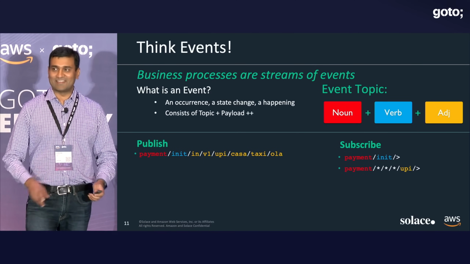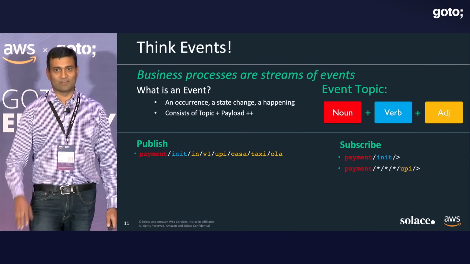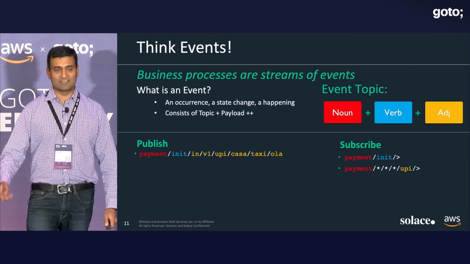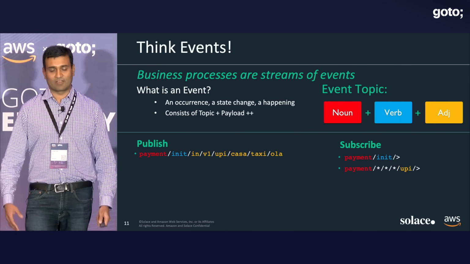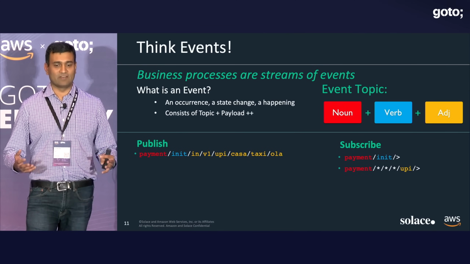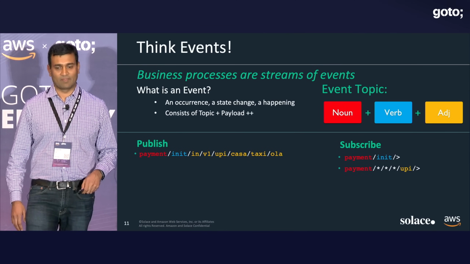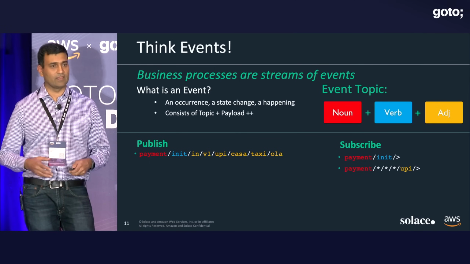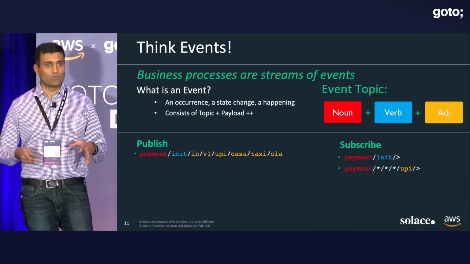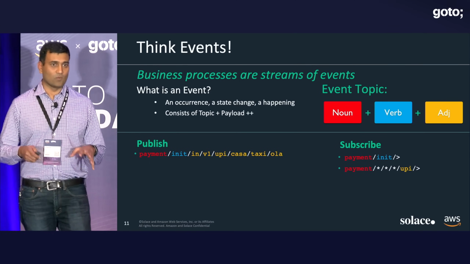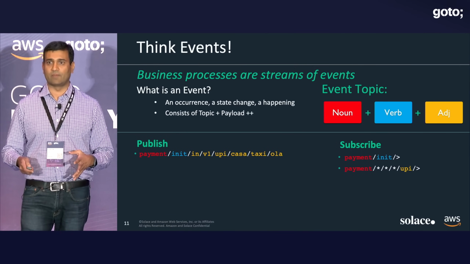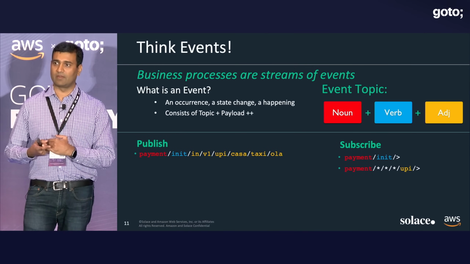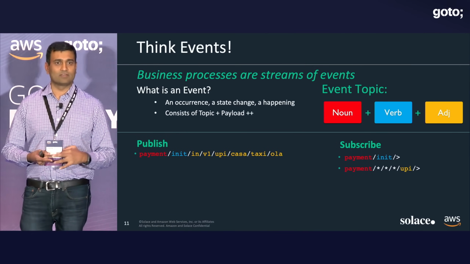As you can see here, we have the first subscriber, where we have the payment initialization, and that consumer will get all the payments related to the payment initialization. Similarly, the next example is star UPI. Here what you are saying is this particular subscriber will get all the events related to UPI payment, irrespective of whether it is for payment creation, payment failed, or some other types of payment.